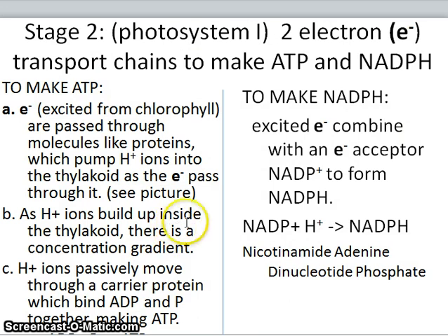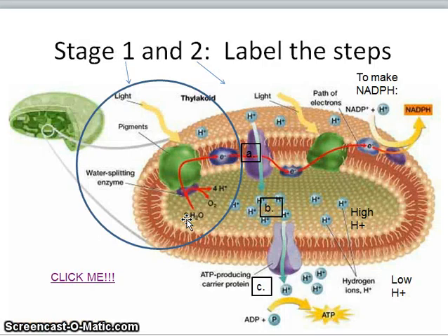Same story as stage 1 as far as how you take your notes. We have stage 2, and then we have the picture of stage 2. And this picture actually shows stage 1 and 2 together. So what I've done is I've circled stage 1. So if you go ahead and circle that in your notes now, that'd be great.